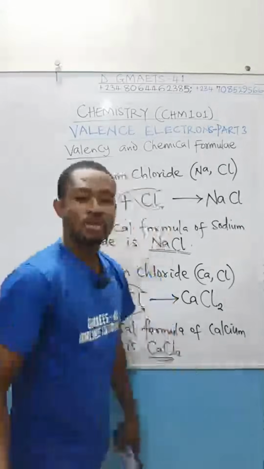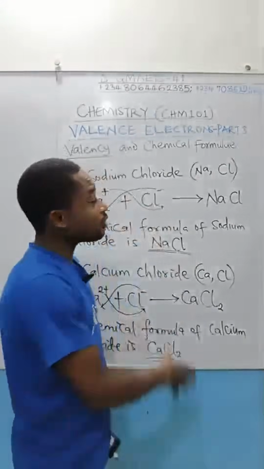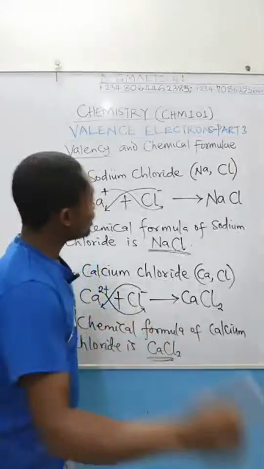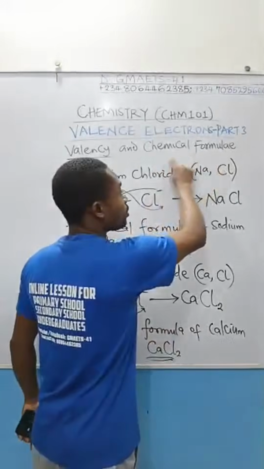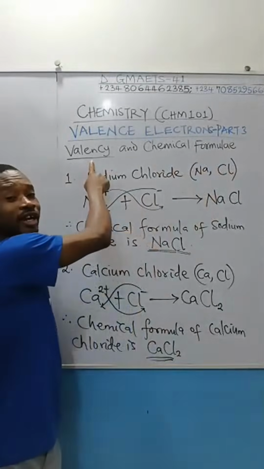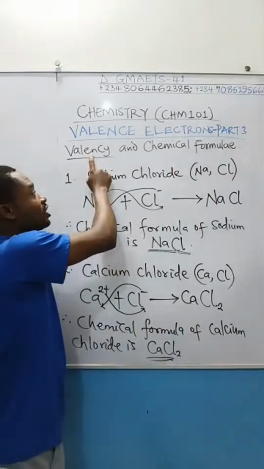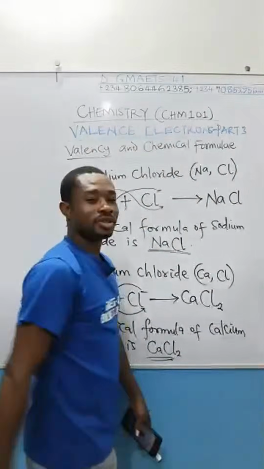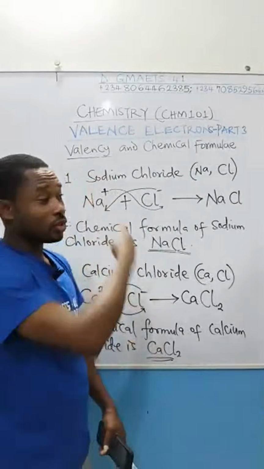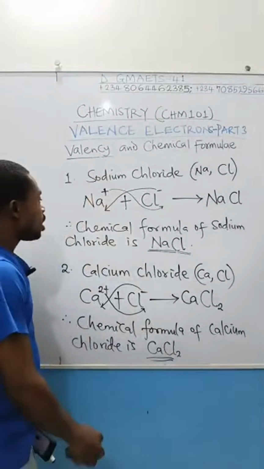A lot of information from the concept of chemical formula. And like I said, getting to write correct chemical formula of a compound comes from where? Valency. And understanding valency comes from where? Valence electrons. So don't joke with that valence electron. We are moving on.